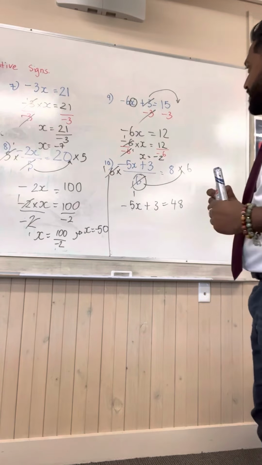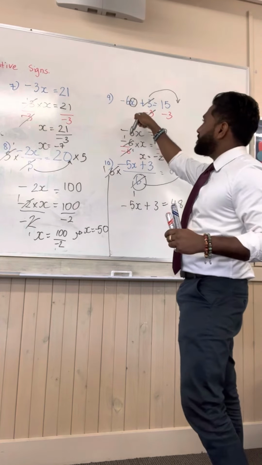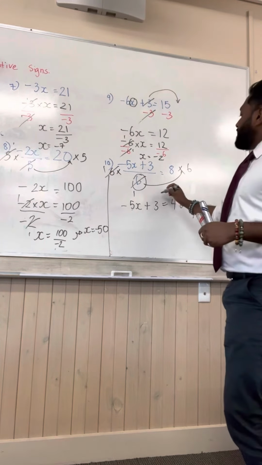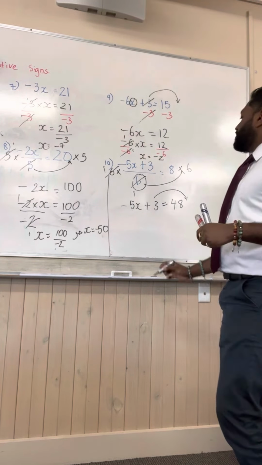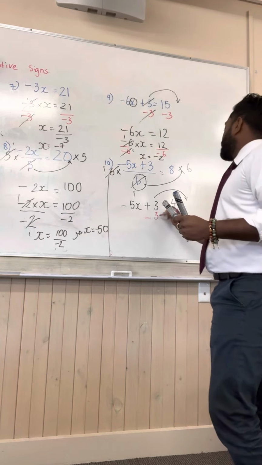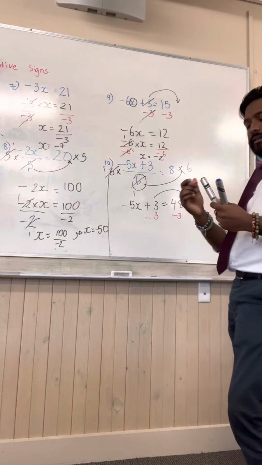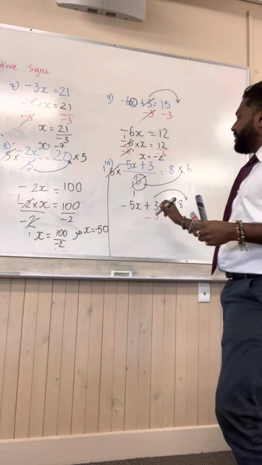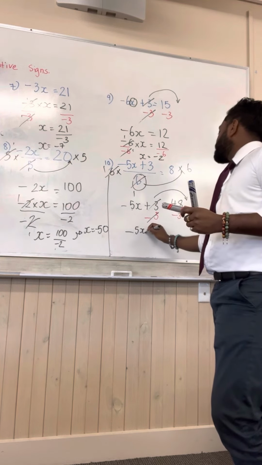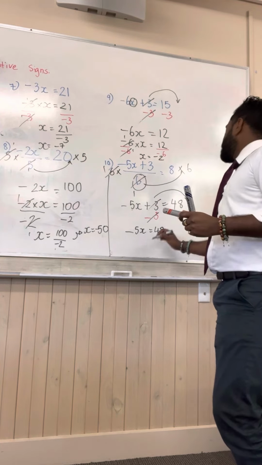Right, now it's going back to this question. This is not so much different to this one. How do I get rid of the plus 3? I do the opposite. What's the opposite of plus 3? It's going to be minus 3. And then you also do it on this side. Now, the next step is we can cancel this. You're left with negative 5x is equal to 48.